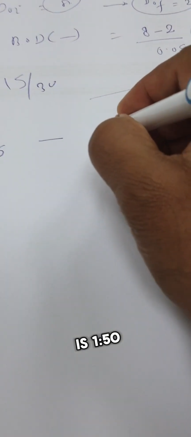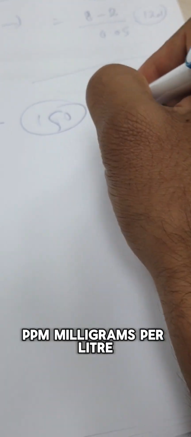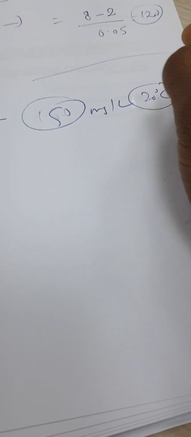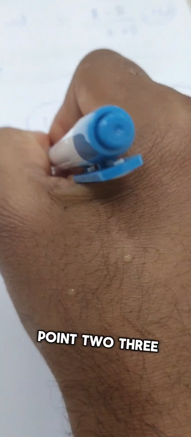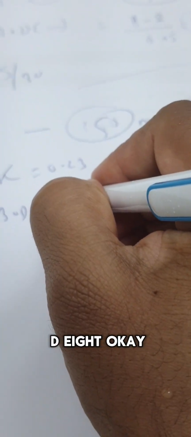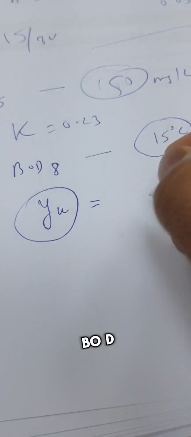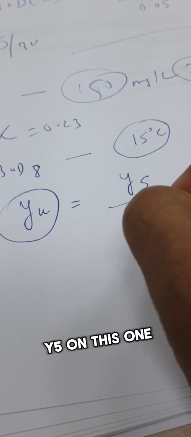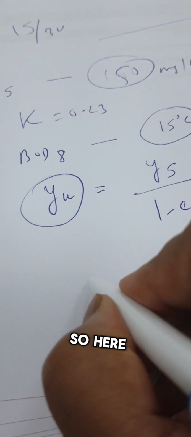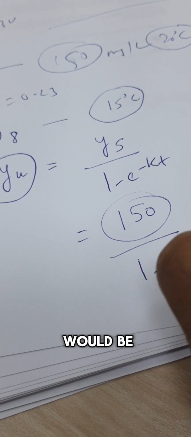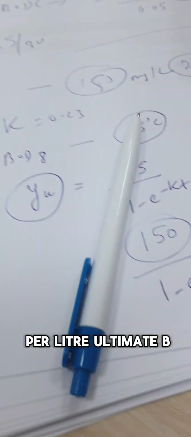BOD 5 given here is 150 ppm, milligrams per liter, at 20 degrees C, and the K value is 0.23 at 20 degrees C. We have to find out BOD 8 if the tests were run at 15 degrees C. For these kinds of questions, YU, which is the ultimate BOD, is equal to Y5 upon 1 minus e to the power minus K into 5. Here Y5 is already given as 150, so the ultimate BOD would be 220 milligrams per liter.